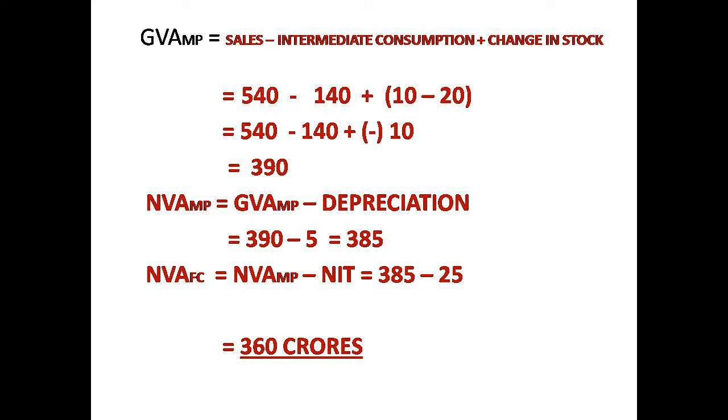Now, NVA FC we can calculate. From MP, if you want to calculate FC, you need to subtract NIT. So NVA FC is equal to NVA MP minus NIT, which is equal to 385 minus 25. We are getting 360 crores. So answer is actually 360 crore. Net value added at factor cost is 360 crores. I think the problem is clear to you.